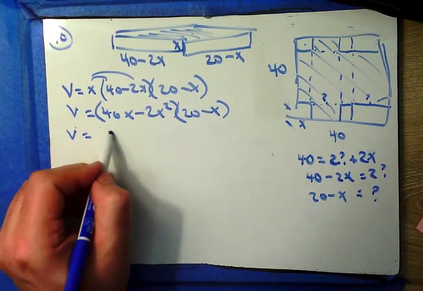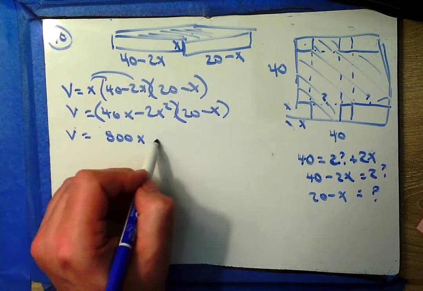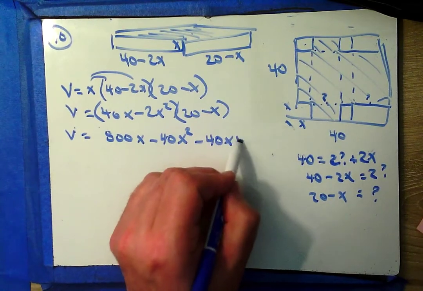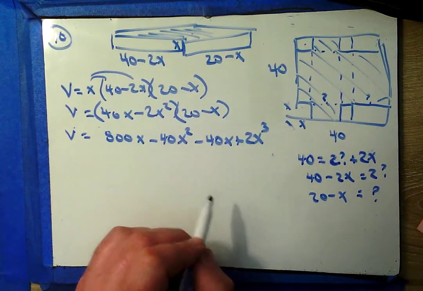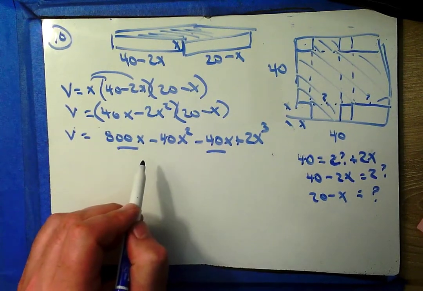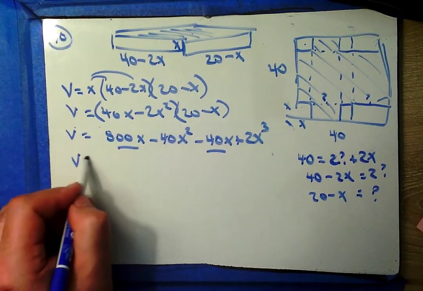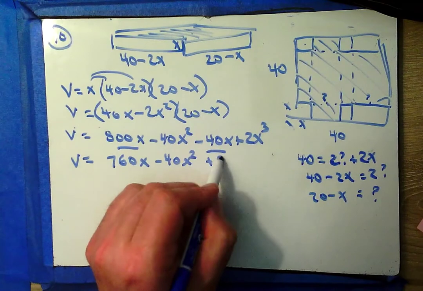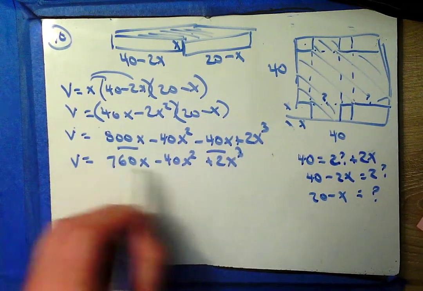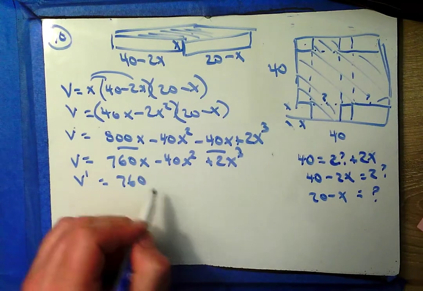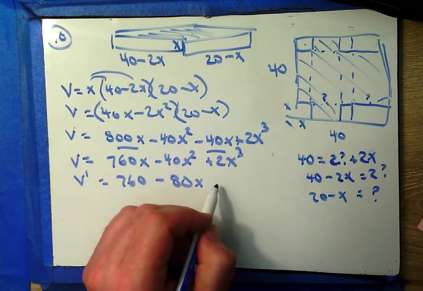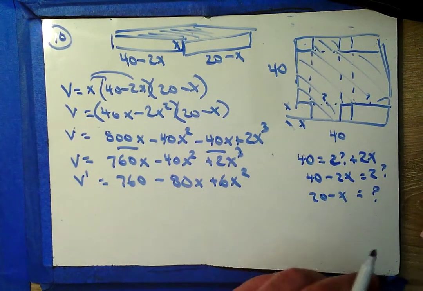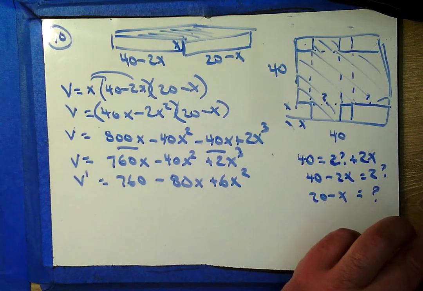V equals 800x minus 40x squared minus 40x plus 2x to the third. Can I combine like terms? Yes, I can. And so V equals 760x minus 40x squared plus 2x to the third. If I take the derivative of this, I get 760 minus 80x plus 6x squared. Okay, well, that kind of sucks.